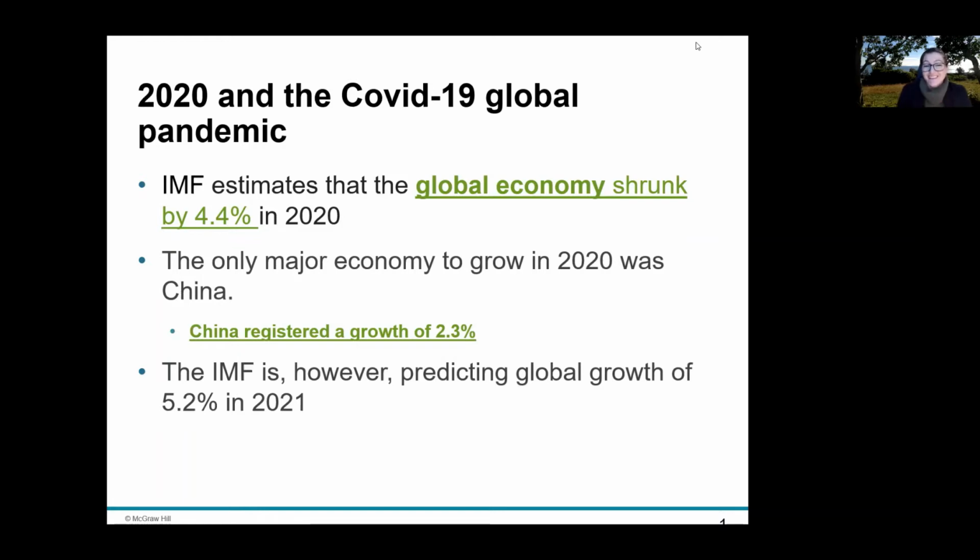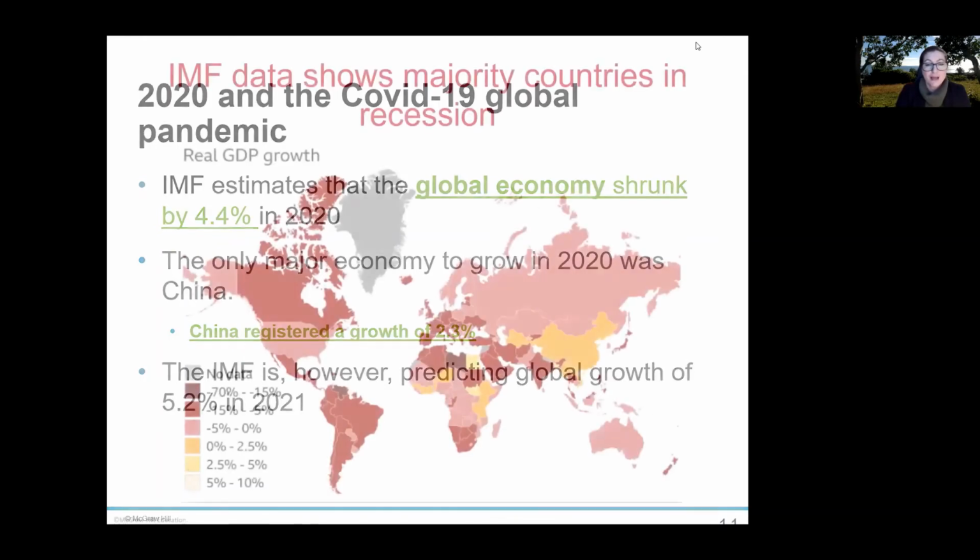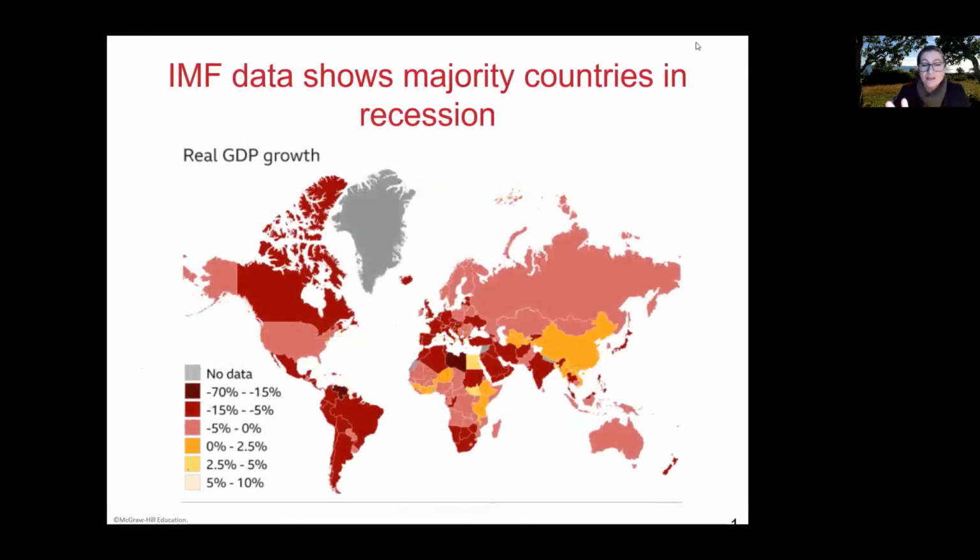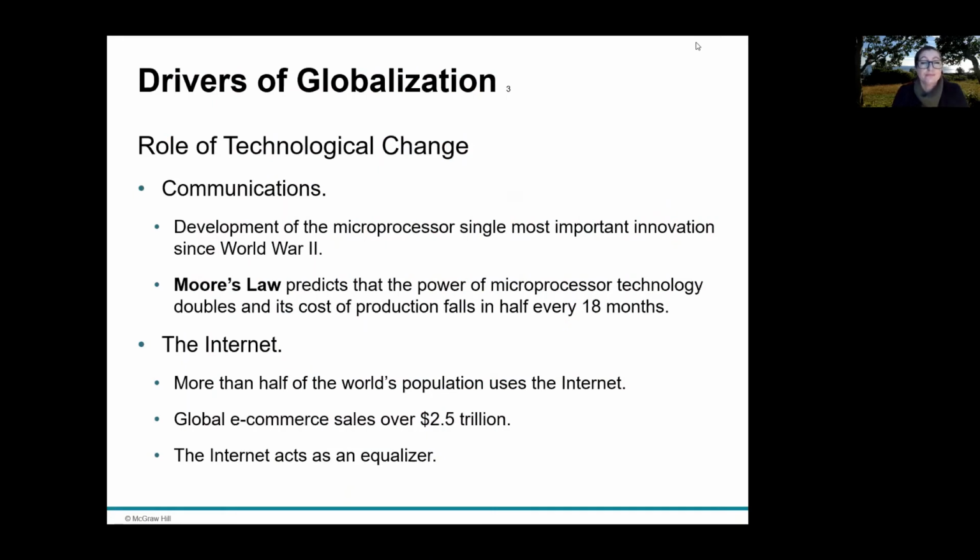But the IMF is also predicting a global growth of 5.2% in 2021. So it's a matter of watch this space. We'll see how we go. This graph is showing us, by the light red and the dark red areas, the countries that are in recession. So basically we're saying that most of the world is currently in recession.